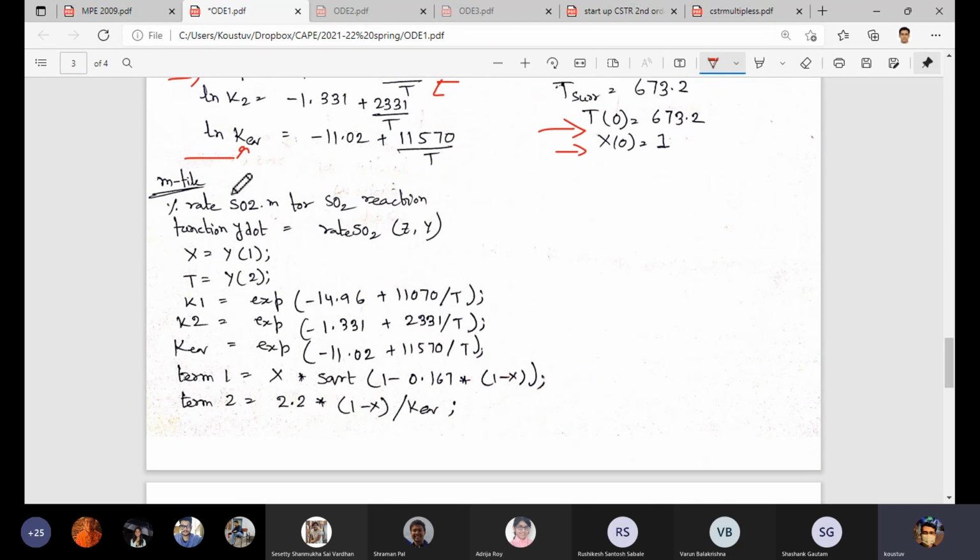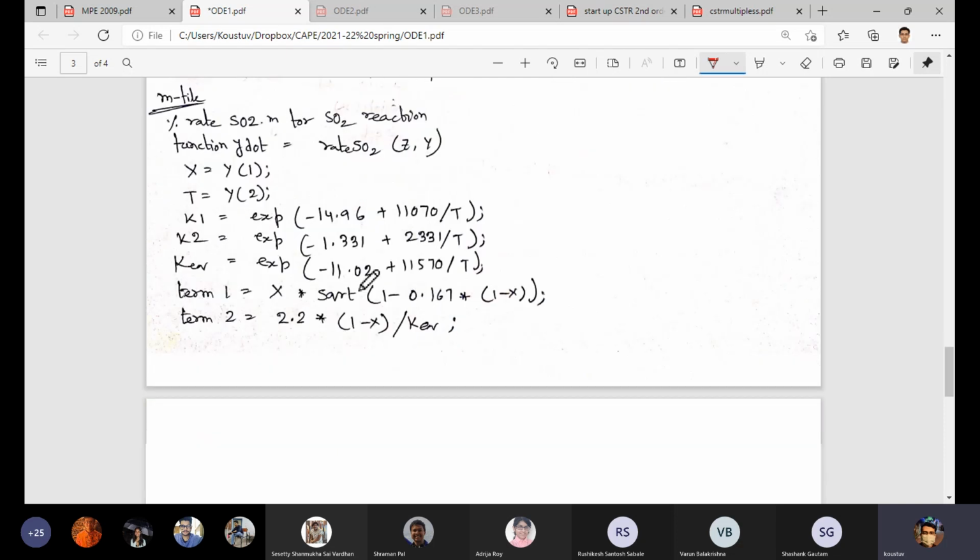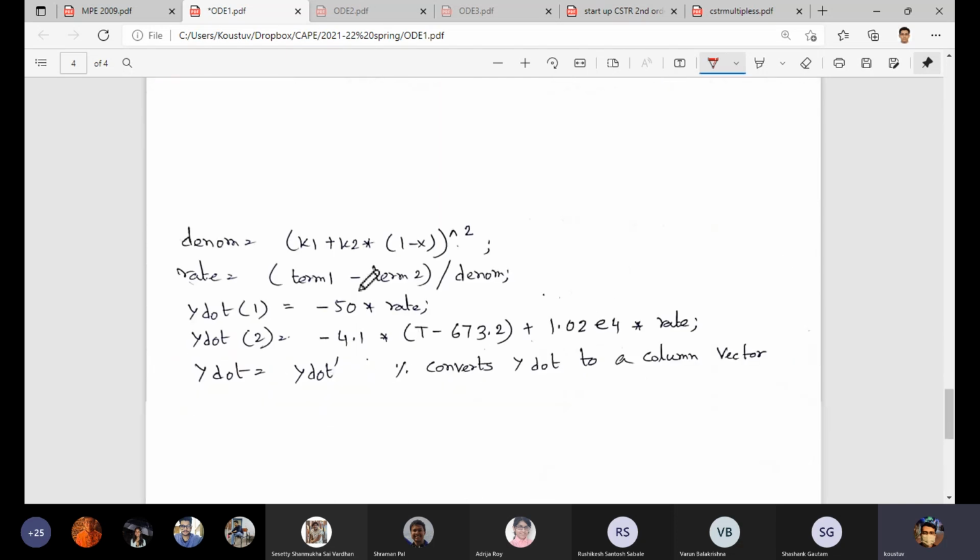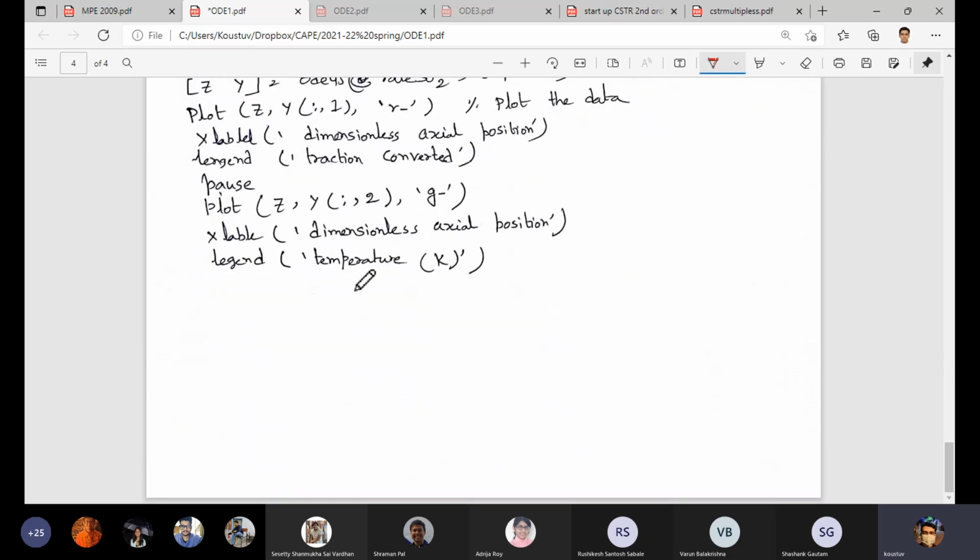I have also written, additionally for your reference, the different MATLAB lines which you can directly implement, and you can see the plot results. So you can see the temperature and conversion across the axial positions, that is basically z. Both temperature as well as conversion with respect to z, the length of the reactor, you can plot.